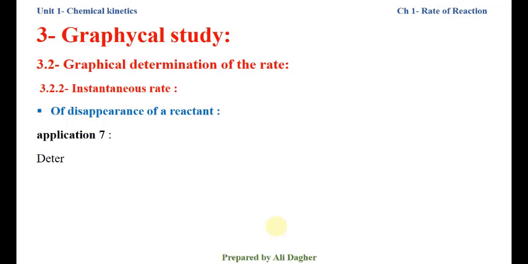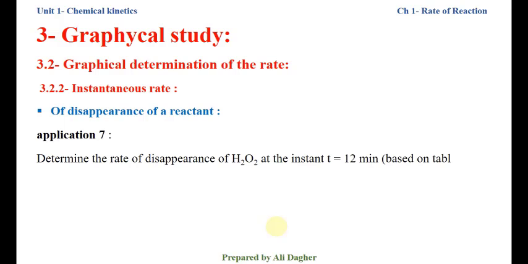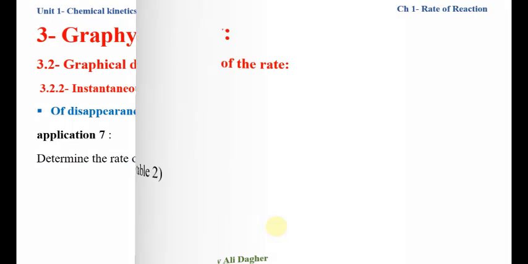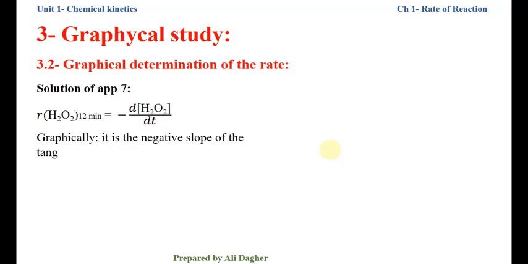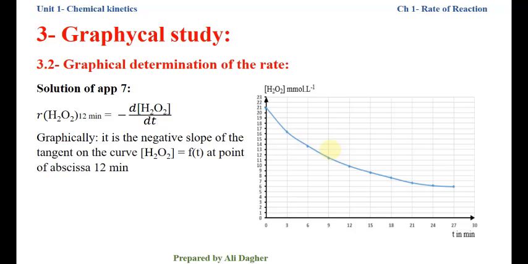Application 7. Determine the rate of disappearance of H2O2 at the instant t equals 12 minutes, based on table 2. Solution: rate definition equals minus d concentration of H2O2 over dt. Graphically, it is the negative slope of the tangent on the curve concentration of H2O2 = f(t) at the point of abscissa t equals 12 minutes.